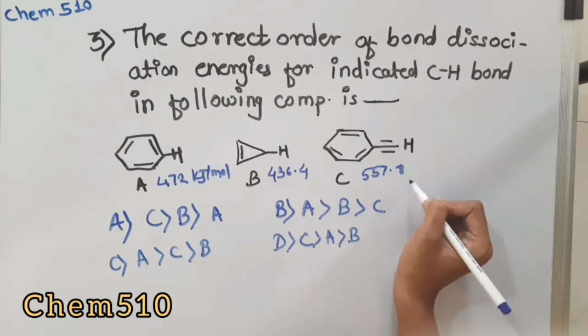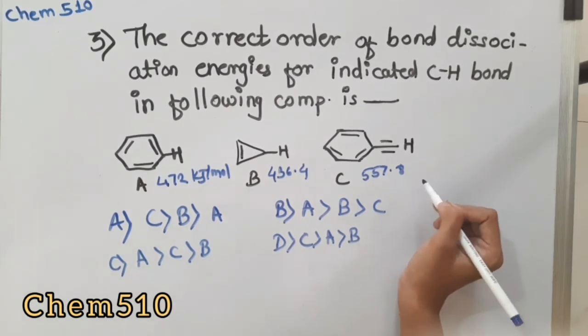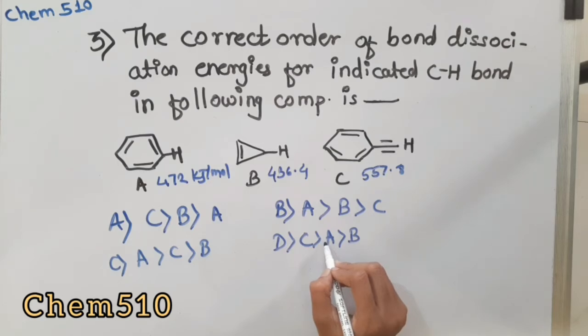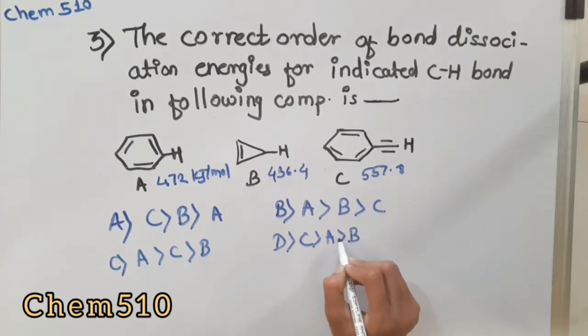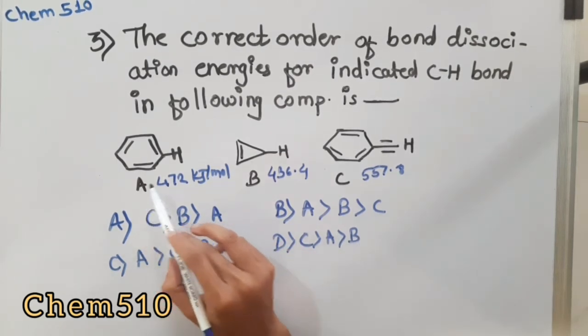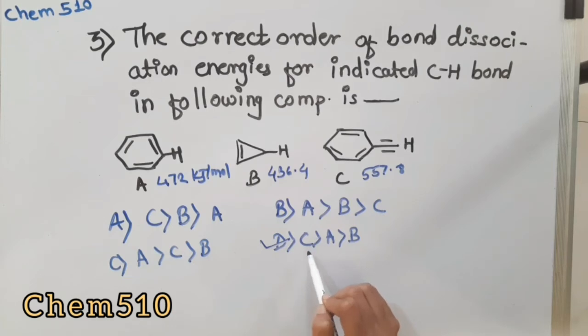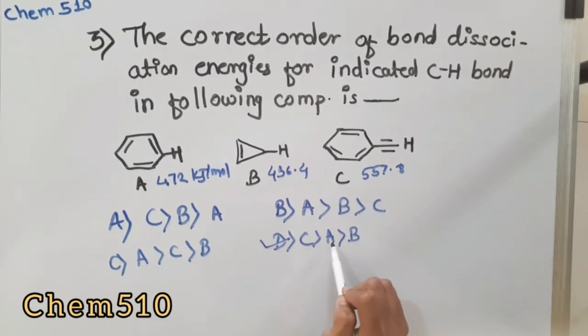So as per bond dissociation energy, C is more than A than B, meaning option D is correct, which is C having bond dissociation energy greater than A than B.